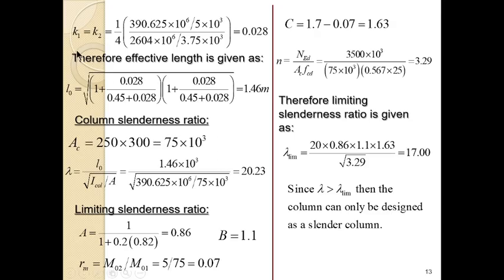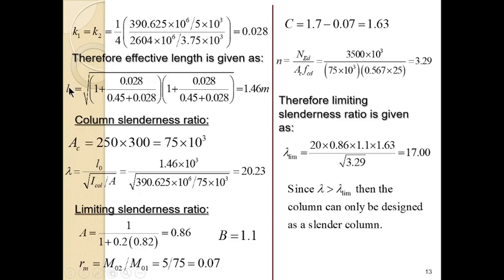So let's calculate K1 and K2. Remember that K1 and K2 is 1 over 4 into I for column all over L for column, and this one is I all over L for beam. So 1 over 4 I over L for column, I over L for beam. That gives us K1 and K2 as 0.028.